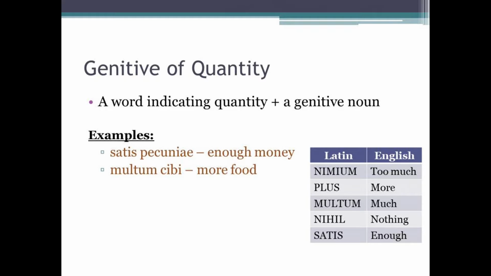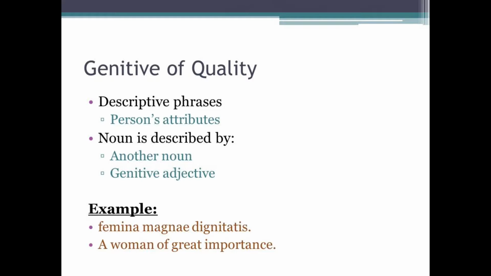And finally, before we move on, here is the quick table of the common quantifiers which you'll have paired with a noun in the genitive. Nimium, too much. Plus, more. Multum, much. Nihil means nothing. And satis is enough.